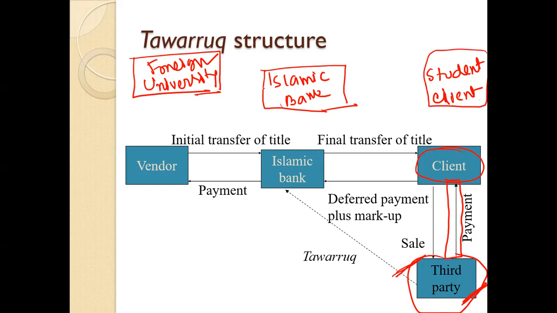But you see, if the Islamic bank pays the foreign university, say, 1,000 in tuition fees, then for making this service payment by itself, it will charge the student 1,100. It's not 1,100, that would be too high. It will be 1,020.